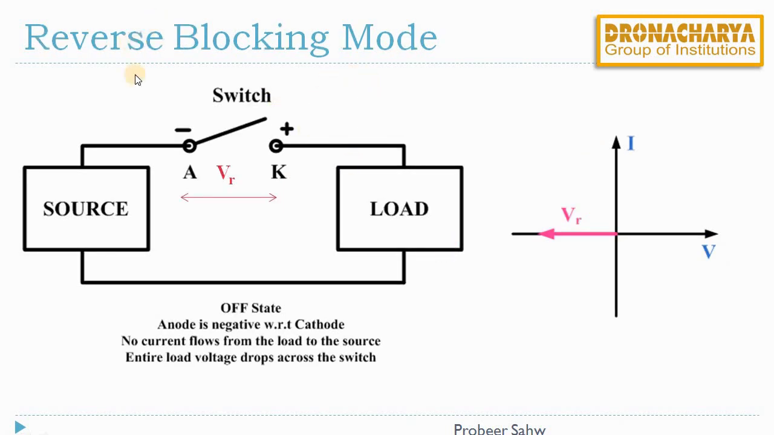As the name suggests, reverse, the anode is at lower potential than the cathode. This will happen when the load voltage becomes higher than the source voltage. Since the switch is open in this mode, there will be no current flowing through the switch. And the entire load voltage will appear across the switch. Since the switch is in reverse mode, we can show the VI characteristics as shown in the figure to the right. There will be a reverse voltage that is blocked by this switch.